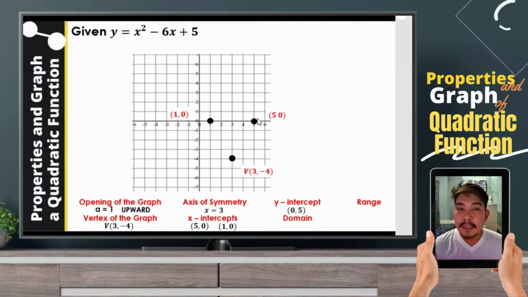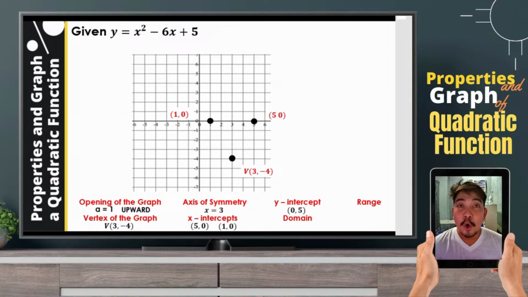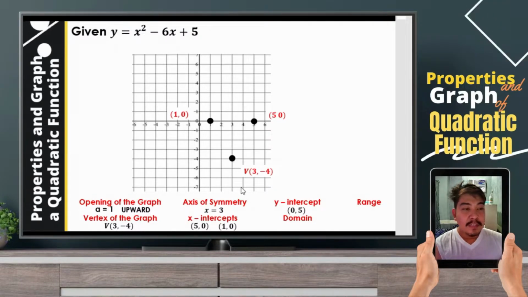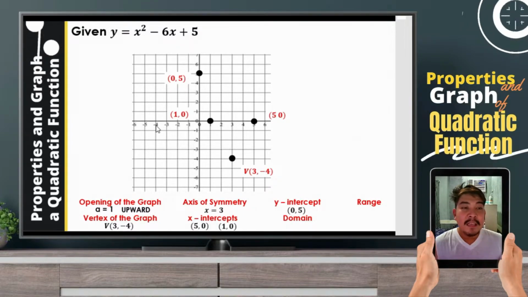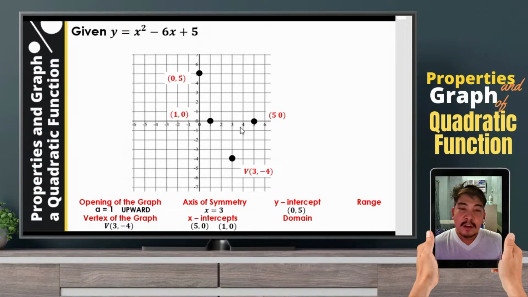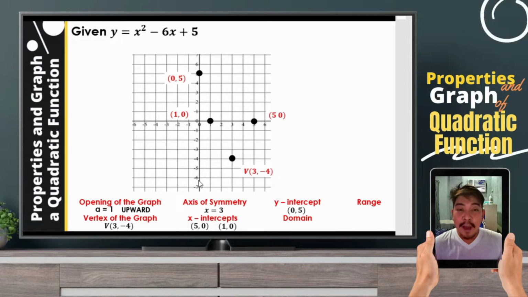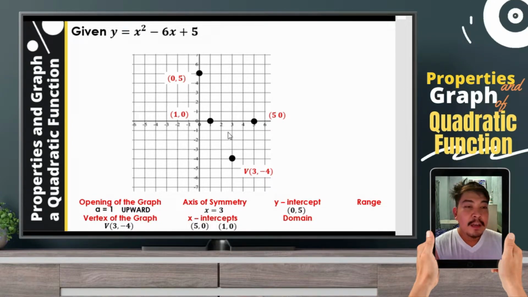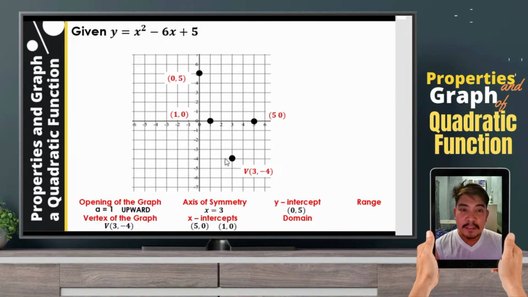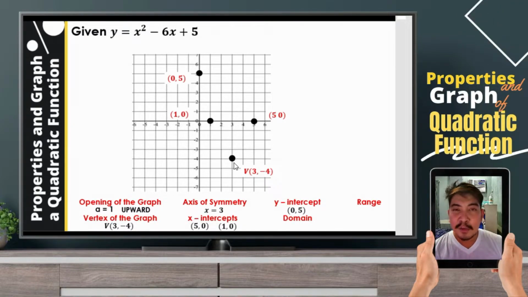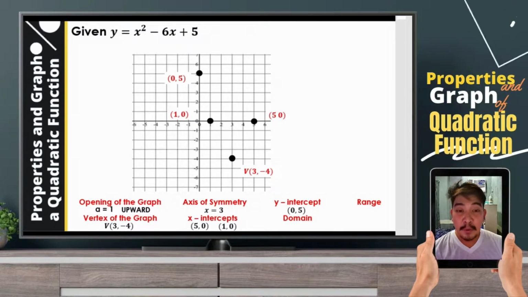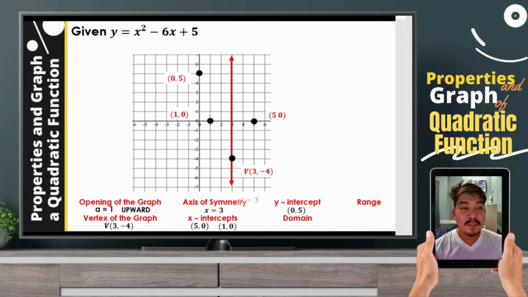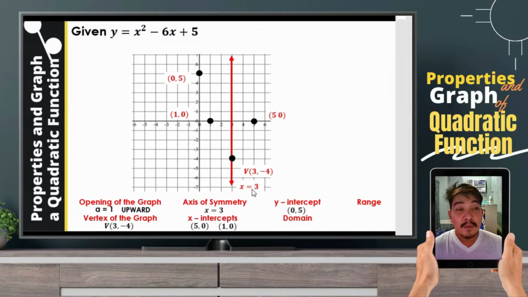When we are plotting the x-intercepts, they are located on the x-axis. Then we plot the y-intercept 0 comma 5. So this is 0 comma 5. Unlike the x-intercepts which are located on the x-axis, the y-intercept is located on the y-axis. Okay, so if you can see, we have here 4 points. Let us determine the other point for us to have 5 points. We will be using the axis of symmetry that has the equation x is equal to 3.